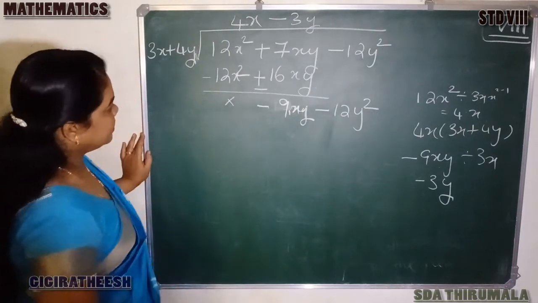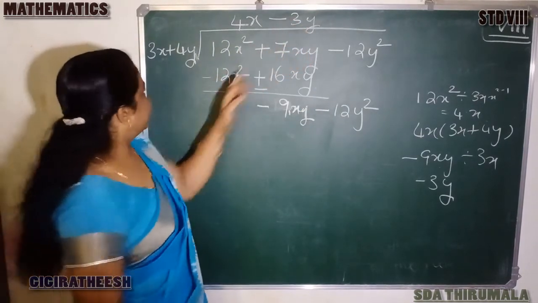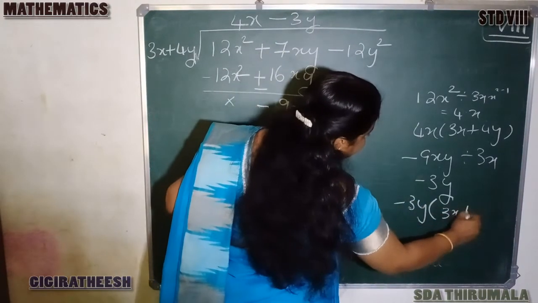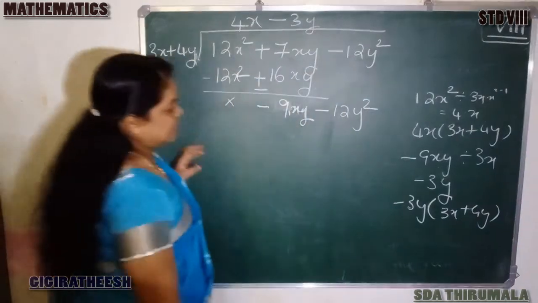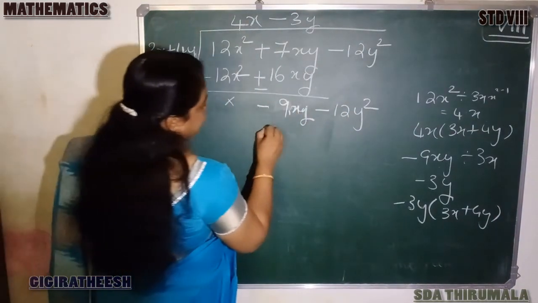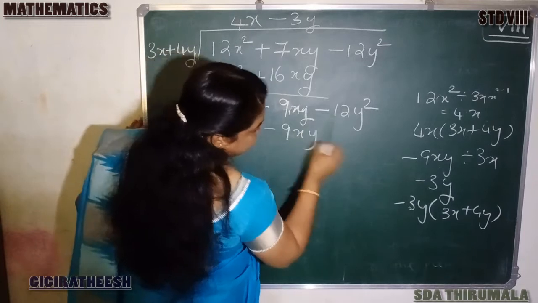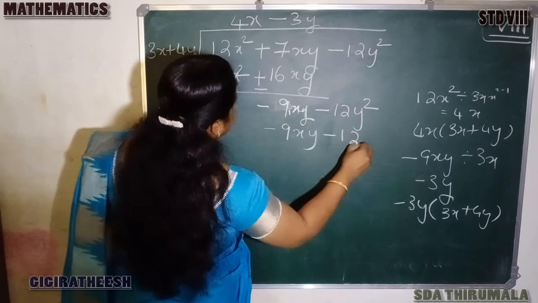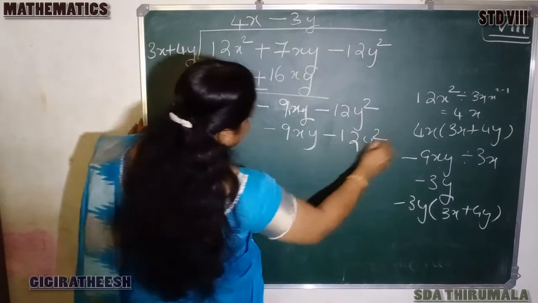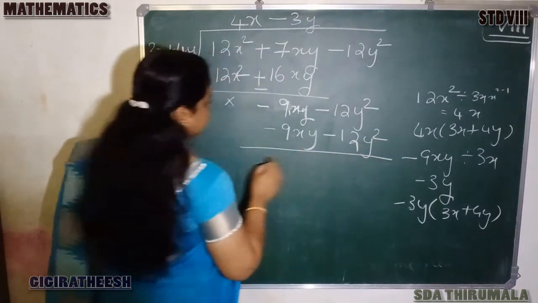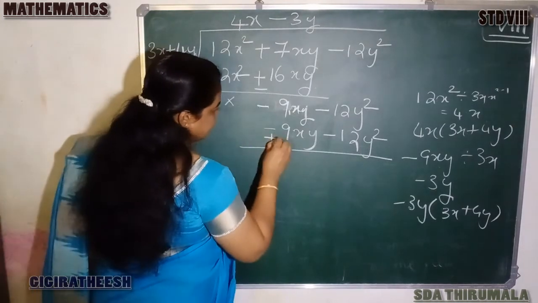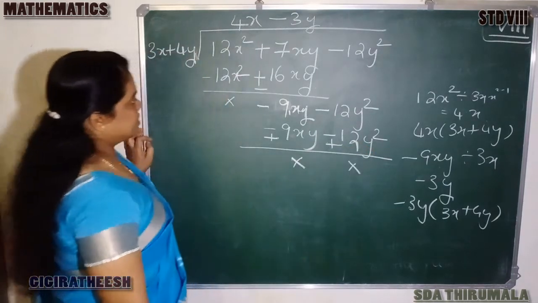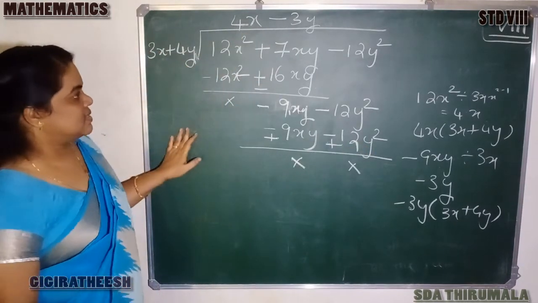And after that multiplying this minus 3y into 3x plus 4y, that is equal to minus 3 threes are 9, that is minus 9xy, and then minus 12y square. And then after that subtracting this, the sign changes, that is plus, and this is again plus, that is here it is 0, and this is also 0, and the answer is 4x minus 3y.